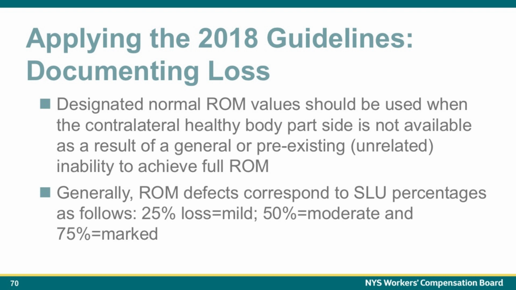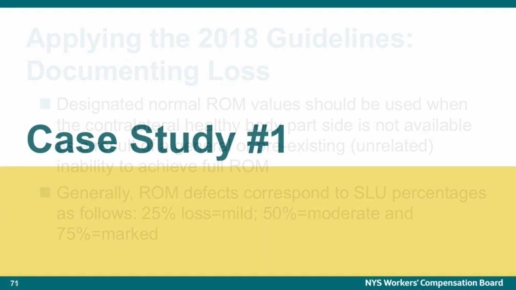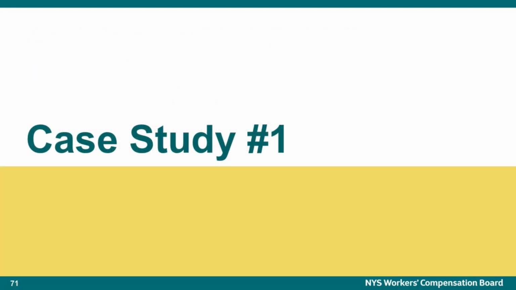In general, ROM deficits that correspond with a 25% loss of use will fall into a mild category, 50% loss of use a moderate category, and a 75% loss of use into a marked category. We have a couple of case studies that will walk you through examples of how to utilize the guidelines to determine schedule loss of use.